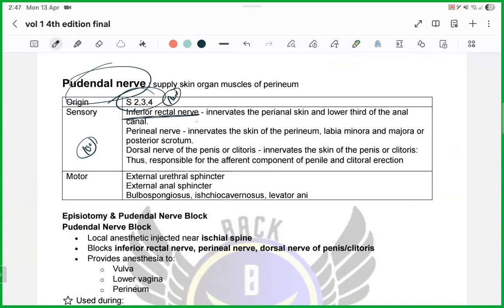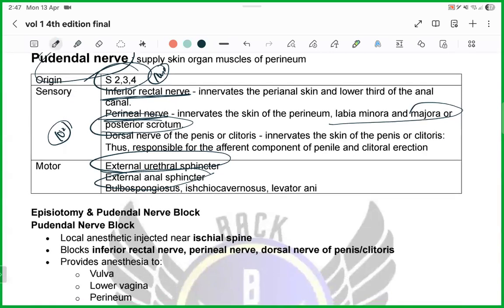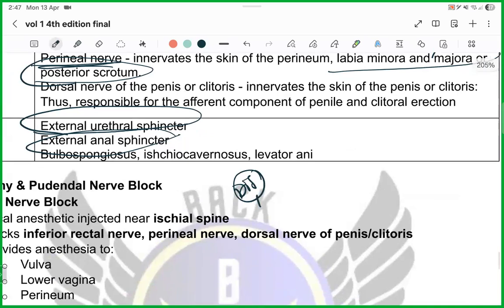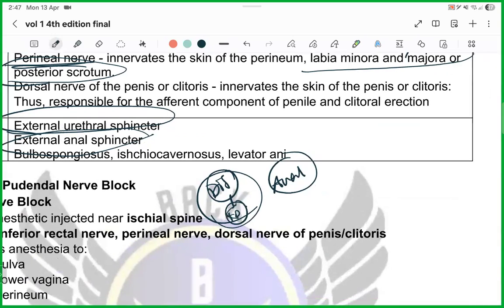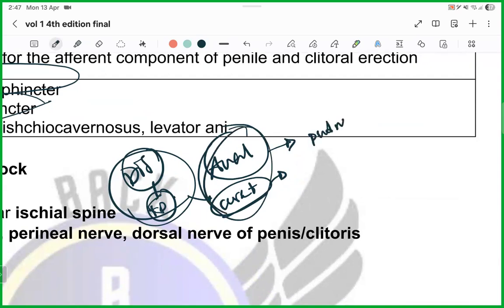It gives inferior rectal, perineal, then labia minora or posterior scrotum, then external urethral sphincter, external anal sphincter. So any incontinence after a difficult vaginal delivery or episiotomy, that is anal incontinence, or urethral incontinence most commonly. So urethral incontinence, anal incontinence, these two, any incontinence is always pudendal nerve. Mark my words, remember this word. Always pudendal nerve.